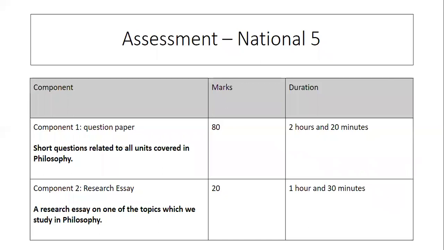At National 5, there are 2 components. You've got the question paper, which is made up of short questions about all of the units covered in the course: arguments in action, moral philosophy, and knowledge and doubt. And then you also have to do a research essay.